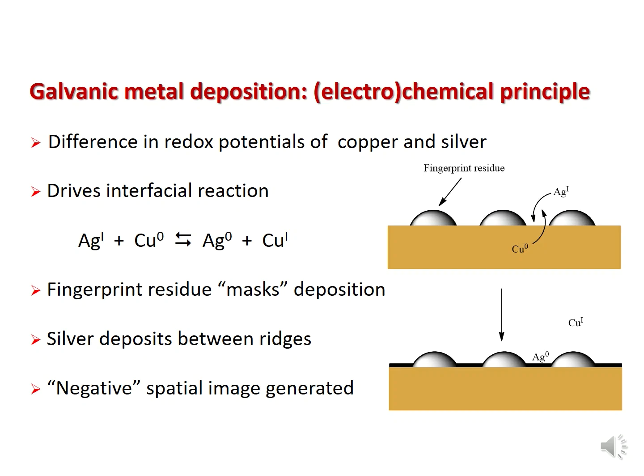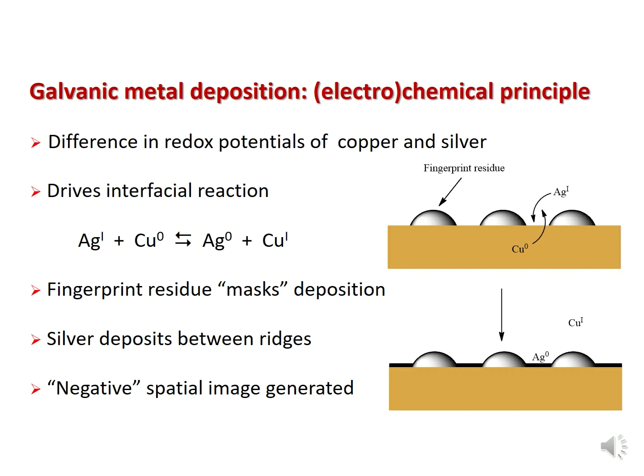So let's have a look now at some examples of how we can visualize these marks. And the first example I have here is where we wish to visualize a latent mark that's on a reactive metal surface. And the reactive metal in this case is copper.